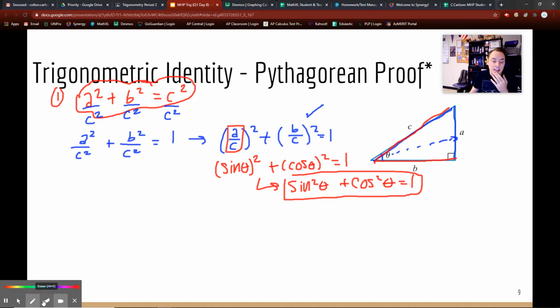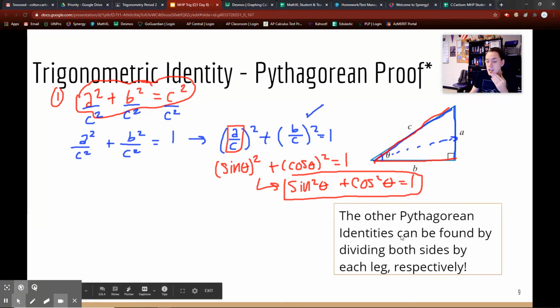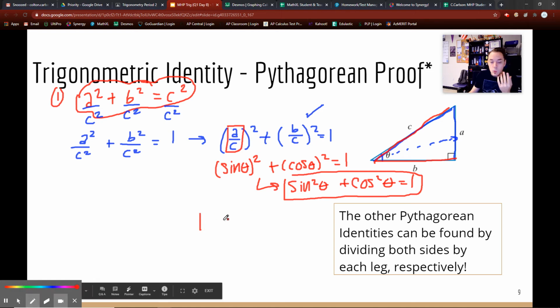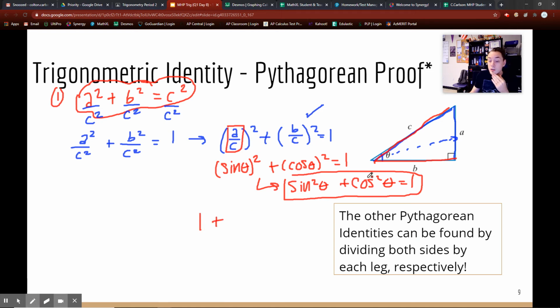Now, in order to get the other ones, all you have to do is literally just divide both sides by each leg. So this sine squared theta is a leg. So if I divide it by sine squared theta, I get 1. And then cosine all over sine, if I divide it by this sine, cosine all over sine by my quotient identity is tangent squared theta. And then 1 all over sine by my reciprocal identity.